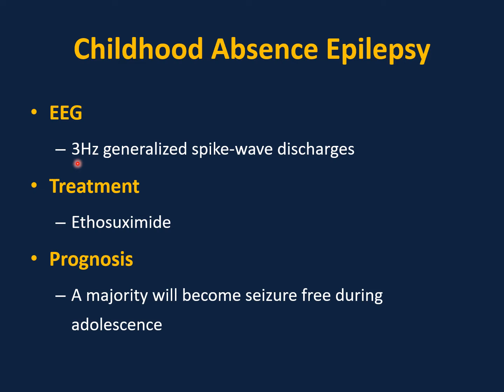You need to remember this number: 3 Hz generalized spike wave discharge. This can be provoked with hyperventilation. This is the characteristic EEG finding in cases of absence seizure. Treatment: the treatment of choice is ethosuximide. The prognosis: most of the kids, the majority, will be seizure free during adolescence.